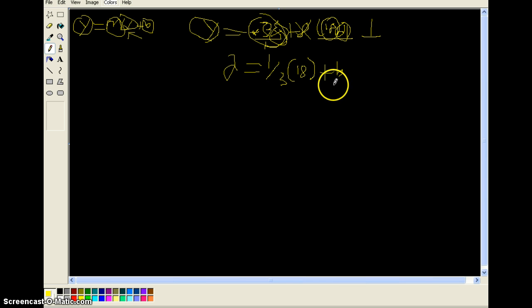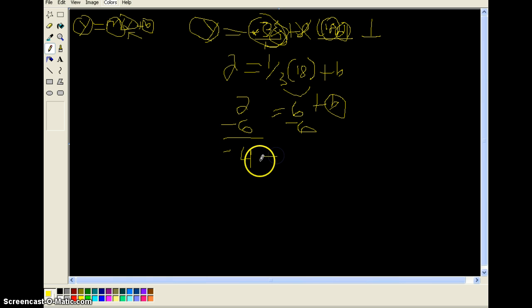So now we need to solve it. First we need to do 1/3 times 18, which is going to be 6. We bring down the rest of the equation, plus b equals 2. Now it's just a 2-step equation. We're trying to solve for b, which is our y-intercept. So we'll subtract 6 on each side, because if you do one thing to one side of the equation, you have to do it to the other. So 2 minus 6 is negative 4. So negative 4 equals b.